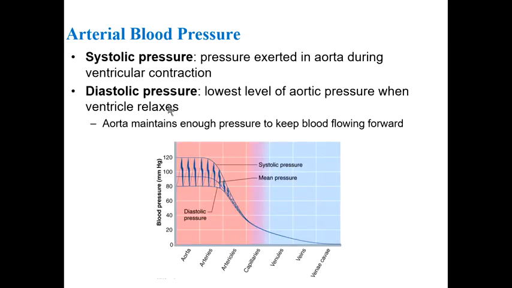So we've mentioned these terms a minute ago, but now we'll make it official. Systolic pressure is the pressure on the aorta during ventricular contraction, which we see here is the highest pressure on the vessels. Diastolic pressure is the lowest level of pressure. We're talking about the aorta in this example here, when the ventricle relaxes. So in between beats, we have this minimum amount of pressure, which is still pretty high when we're talking about the arteries, especially the aorta.